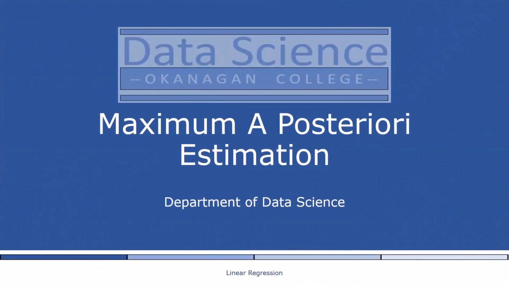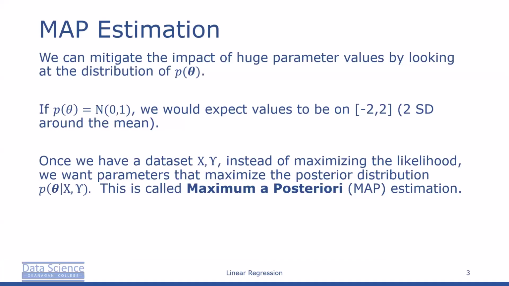Try and attack that using maximum a posteriori estimation. To mitigate the effect of huge parameter values, we can place a prior distribution P of theta on the parameters. The prior distribution explicitly encodes what parameter values are plausible before having seen any data. For example, we take a Gaussian prior, so P of theta is normally distributed with mean 0, standard deviation 1. We would expect the majority of our values to be on the interval -2 to 2. In fact, we would expect 95% of our data to be on that interval.